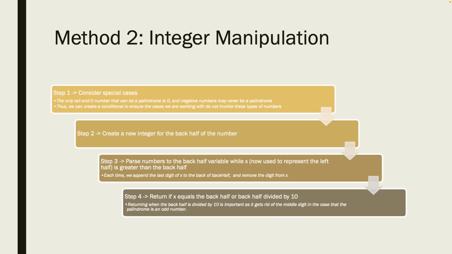And then you want to return whether x, which is your old number, equals that back half, or that back half divided by 10. By having that or statement, you're dealing with cases that are okay for both odd and even numbers of length within the integer, which is pretty important.